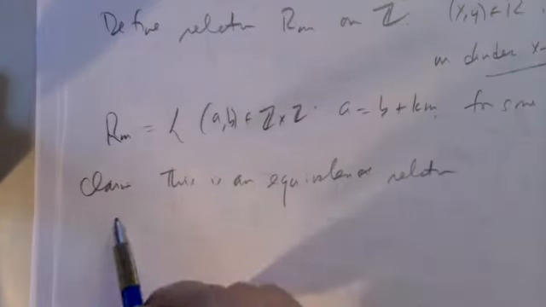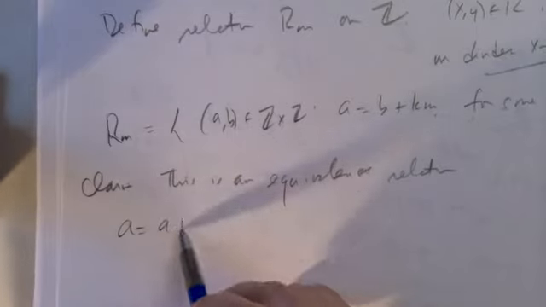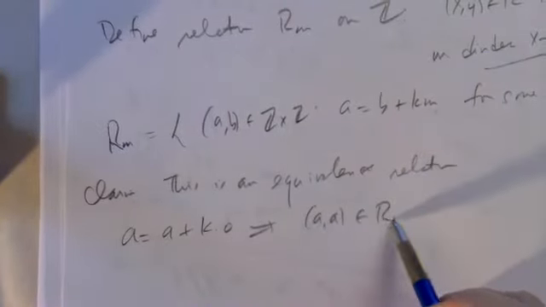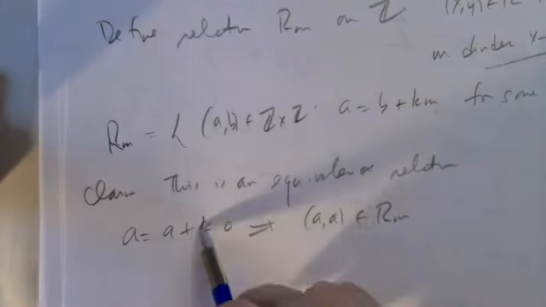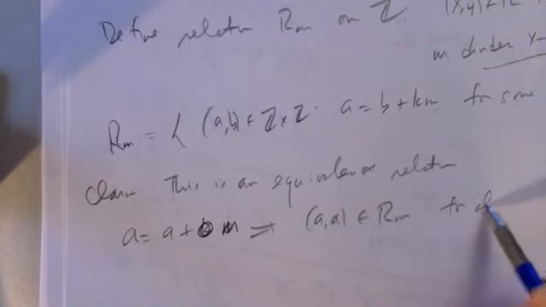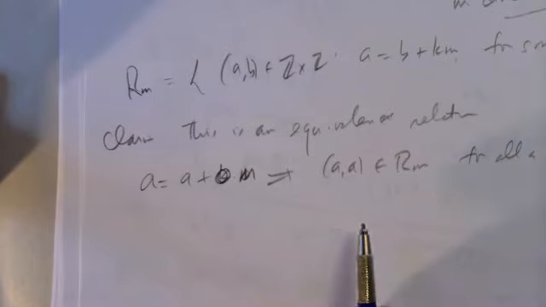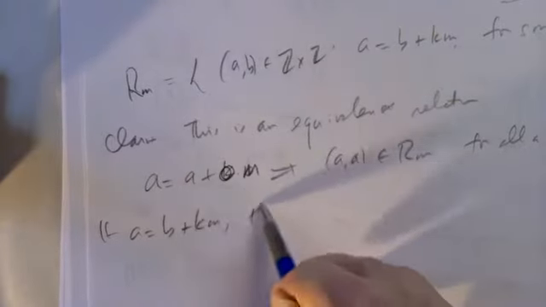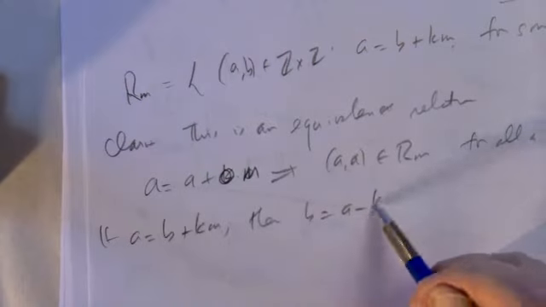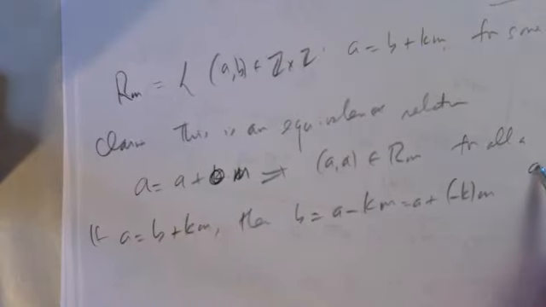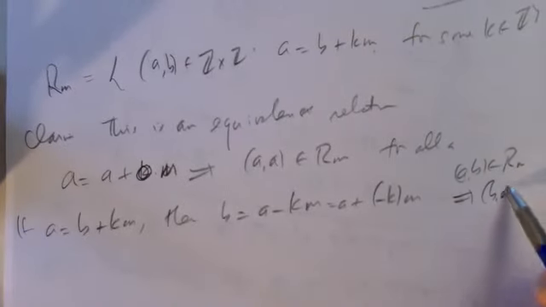Why is that? Well, A is equal to A plus K times 0. Sorry, A is equal to A plus 0 times M. So A, A is in R sub M for all A. So this relation is reflexive. And if A equals B plus KM, then B equals A minus KM, which is A plus minus K times M. So if A, B is in the relation, then B, A is in the relation.